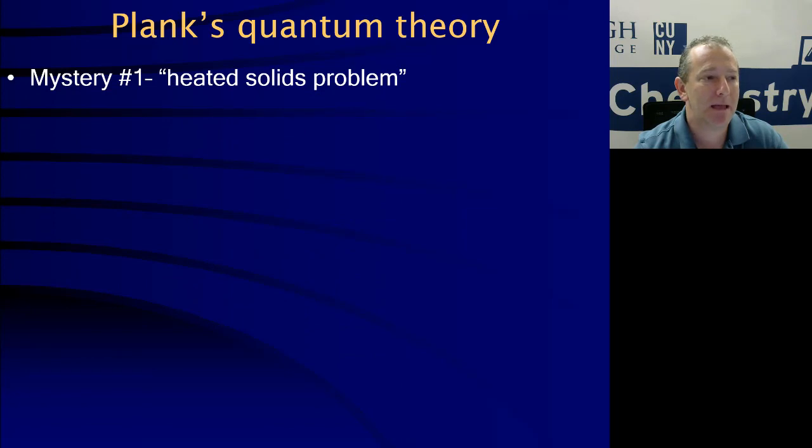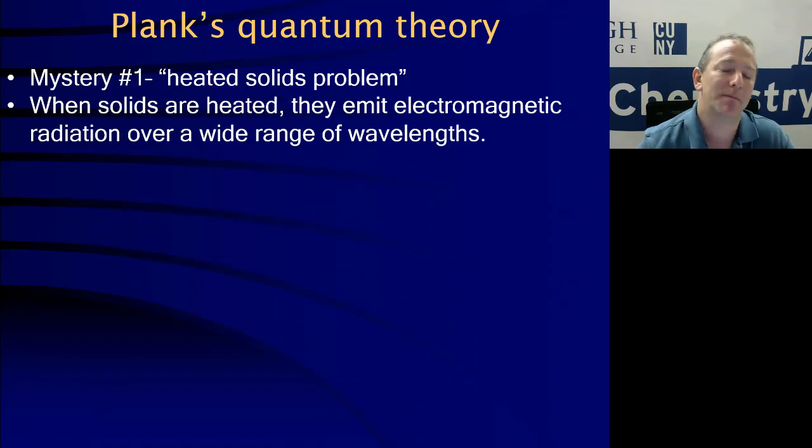Now, Planck was a guy who saw an interesting phenomenon with matter and needed a theory to explain it, and so Planck gave us one. So the heated solids problem. You've seen this, I'm sure, on TV or maybe even at home. If you take a safety pin and you put it into the flame on your stove to sterilize it for medical uses or whatever, it gets red hot. When solids are heated, they emit electromagnetic radiation over a broad range of wavelengths. The light bulb, you energize the tungsten filament and it emits light over a broad range of wavelengths.